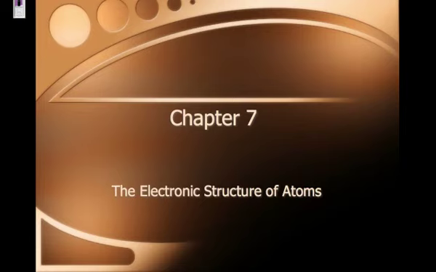This chapter is going to be over the electronic structure of atoms. So where electrons are located, the electron behavior, what an atom's orbitals look like, and how we can give the electron an address as to where they're at in an atom.